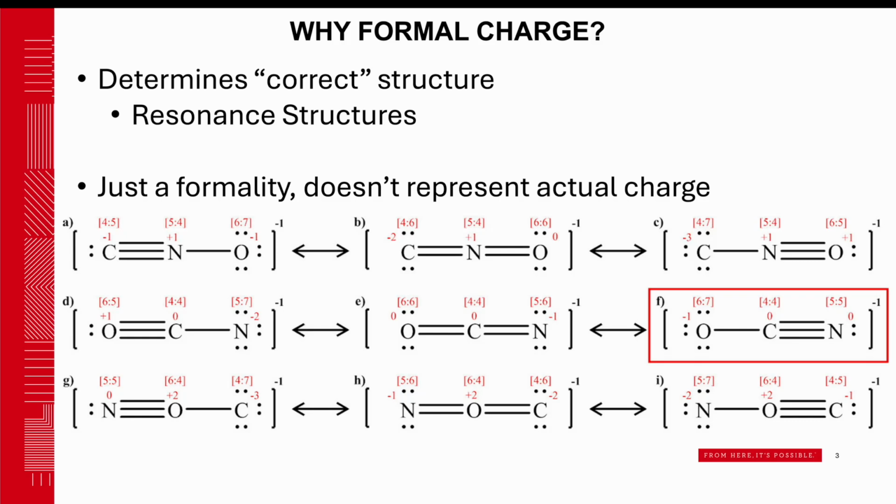So for the cyanide ion, its charge is -1. So all of these structures, their overall charge should be -1. If we were doing, let's say, phosphate, the overall charge would be -3. So when you add up your formal charges, they should all end up equaling -3.